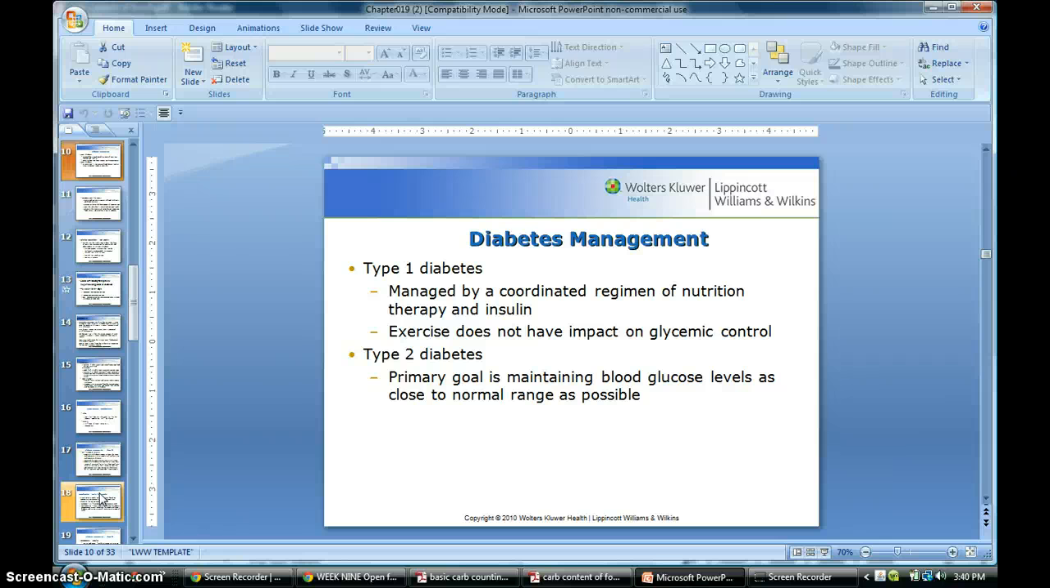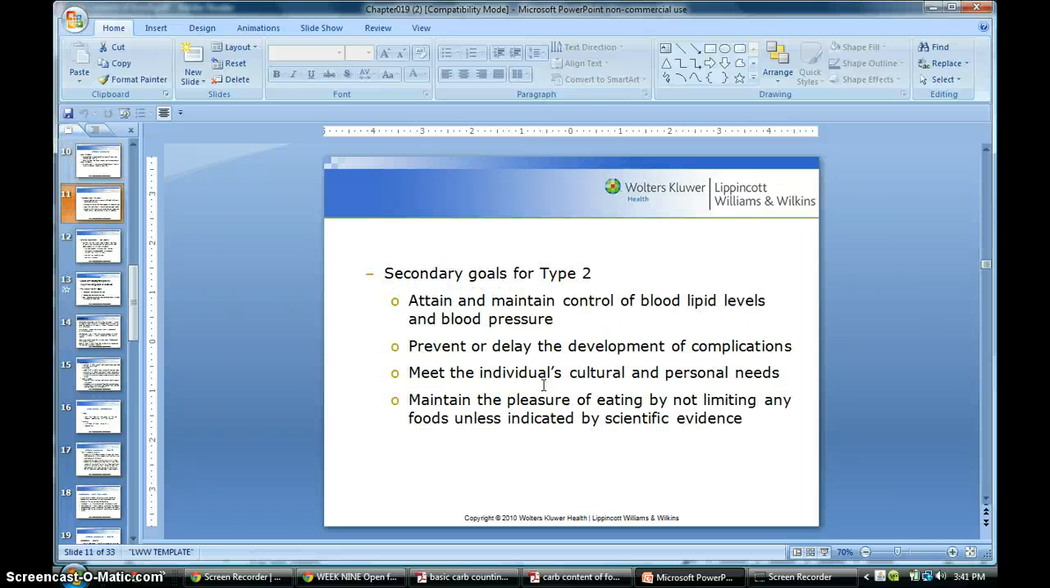Okay? Management. The primary management for type 2 diabetes is going to be maintaining blood glucose levels as close to normal as possible. This is the number one goal. On the next slide, there are secondary goals. The secondary goal is going to be maintaining blood lipid levels and blood pressure, mainly because people with type 2 diabetes have a much higher risk of cardiovascular disease. Okay, so first it's blood glucose levels, and then it's going to be maintaining lipid levels. And then, of course, all of these other things.